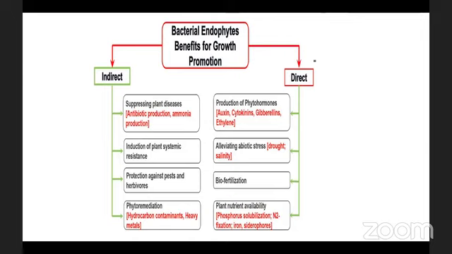So in summary, we can see how endophytes can help the plants. They will suppress plant disease. They will produce different plant hormones for plant growth. They will make the plant disease resistant by inducing systemic resistance. They will help the plant cope with different stresses like drought and salinity. They will protect the plant against pests and herbivores.